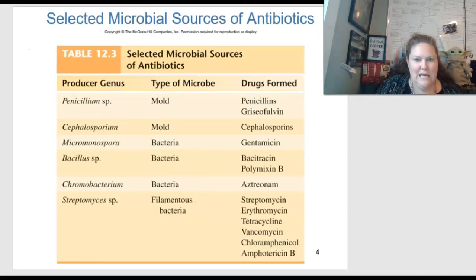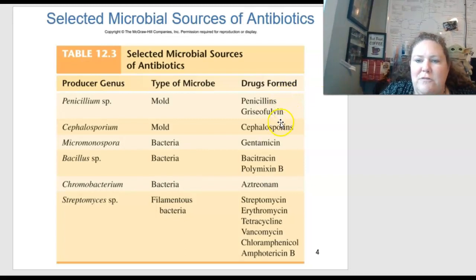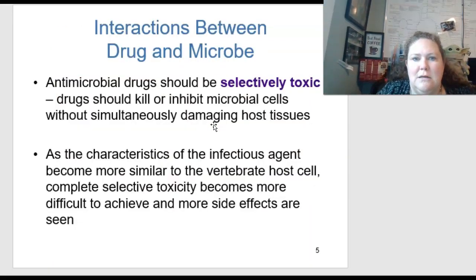So this is a fun little table of selected microbial sources for antibiotics. This is table 12.2 in the current version of the book, but you can see that penicillin is made from mold, cephalosporin is also a mold, Streptomyces is bacteria, Bacillus is bacteria, and what these can make would be penicillin, cephalosporins, gentamicin, bacitracin, right? A lot of things that we use daily in medicine.